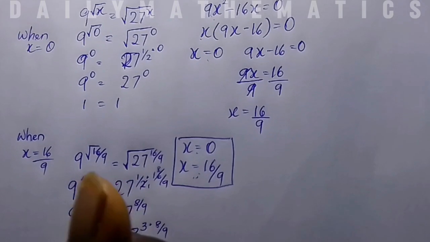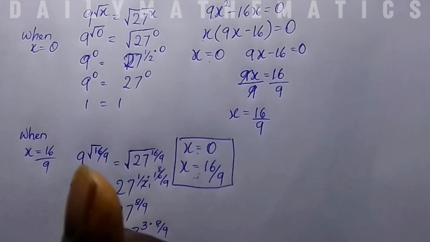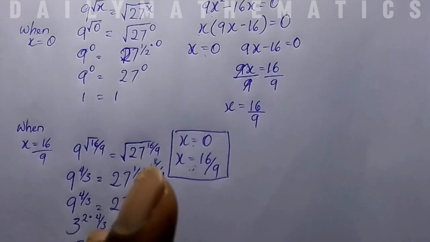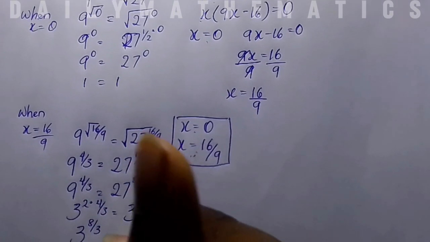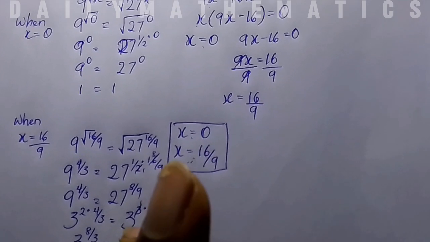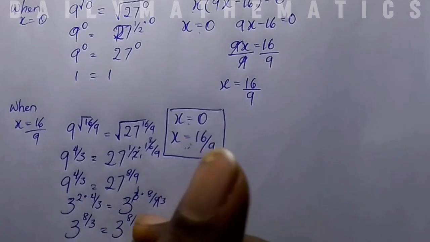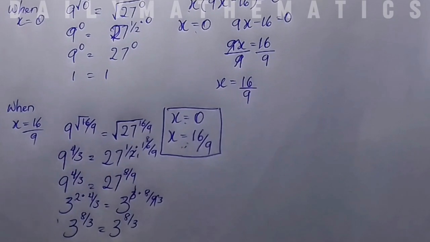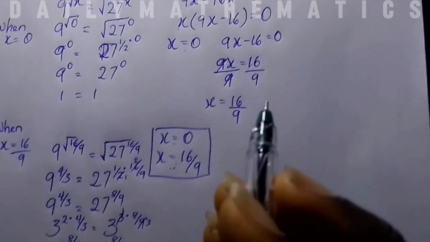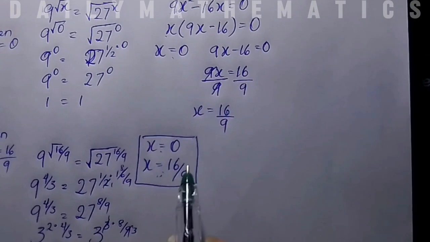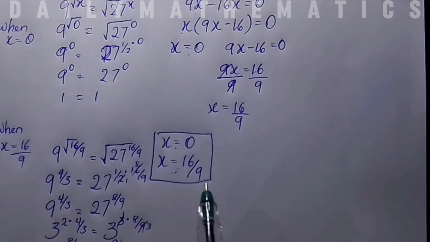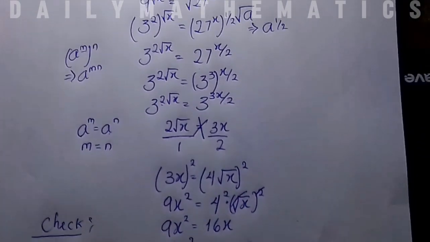So we have 3 raised to the power of 2 times 4, which is 8 over 3, and 3 raised to the power of 3 times 8 over 9, which is also 3 raised to the power of 8 over 3. So you can see that these answers are the same. These are the two values of x: x equals 0 and x equals 16 over 9, which brings us to the end of this interesting question.